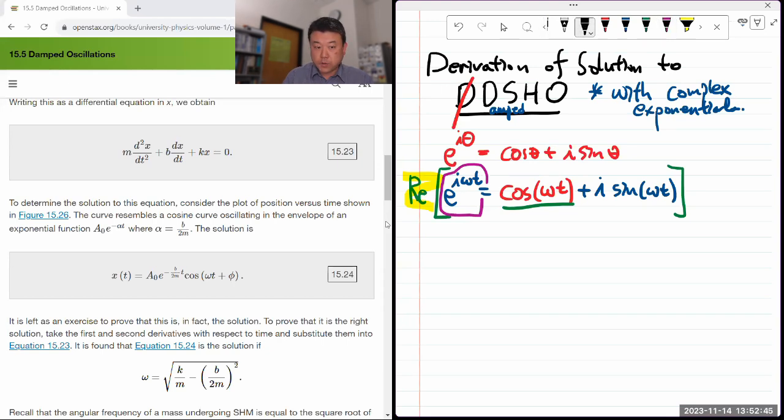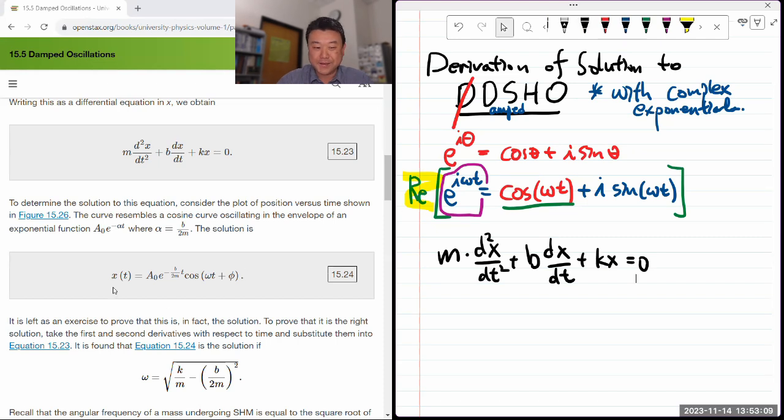So we have this equation of motion. Let me write this up. M times the second time derivative of the position, plus some damping factor times the first-order time derivative of the position, plus the term that comes from the restoring force.